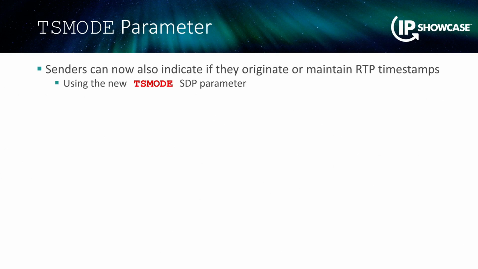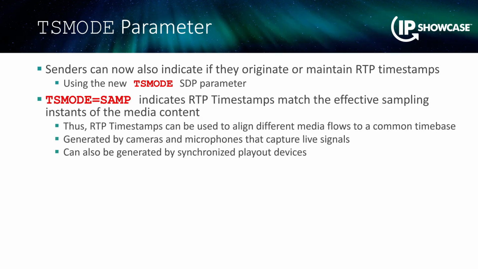So the next thing I want to talk about is a TSMODE parameter. This again was an addition to 2110-10, and it allows us to say, where did the timestamps come from that you're using for these packets? Sample mode means that they're coming from a source, like a camera or a microphone or whatever. So when TSMODE equals SAMP, that means that the timestamps are coming from the origin source of a particular media flow.